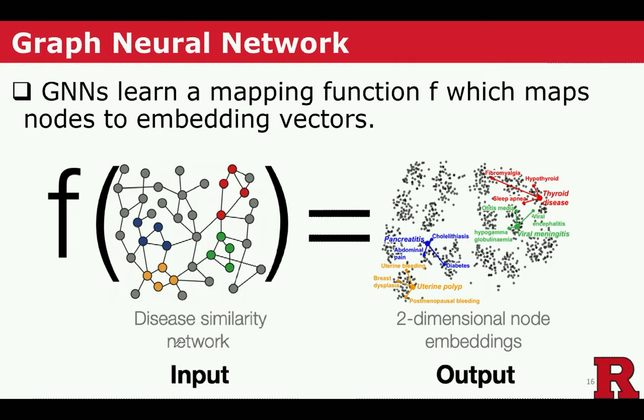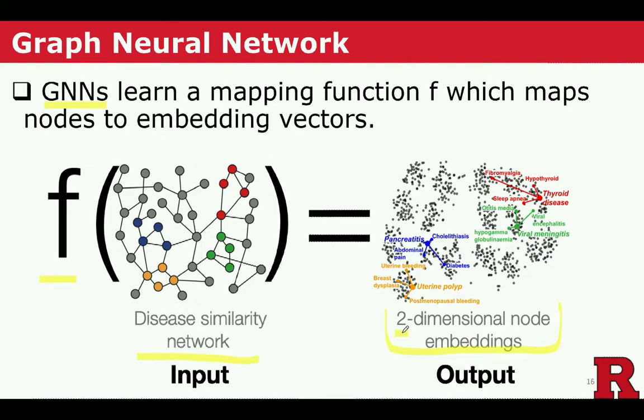These learned d-dimensional node embedding vectors can be the feature vectors of the nodes and input to some machine learning methods. For example, here d equals 2. Given this disease similarity network as input, we learn this mapping function f through GNNs, and the output is the two-dimensional node embeddings. Given these two-dimensional node embeddings as input to other machine learning methods, we can perform many interesting downstream tasks.